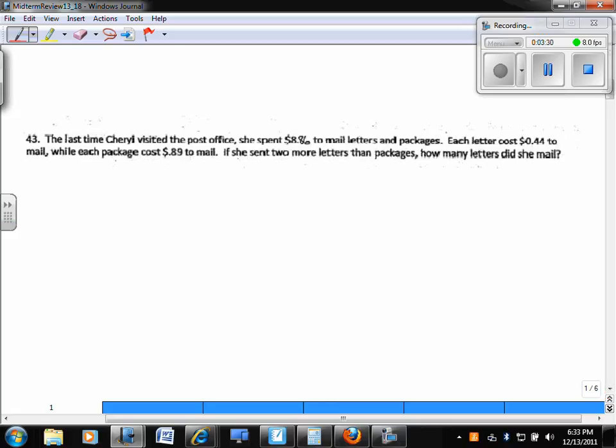Problem 43. The last time Cheryl visited the post office, she spent $8.86 to mail letters and packages. Each letter cost 44 cents to mail, while each package cost 89 cents to mail. If she sent 2 more letters than packages, how many letters did she mail? So let's pull out the information. She had 886 total.